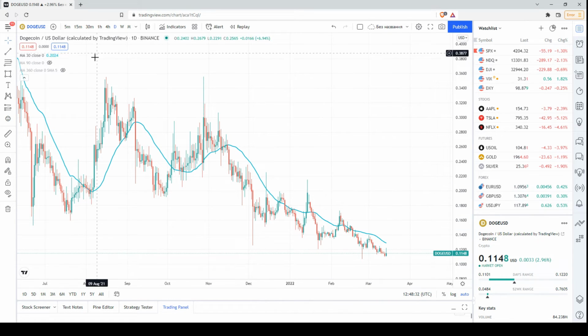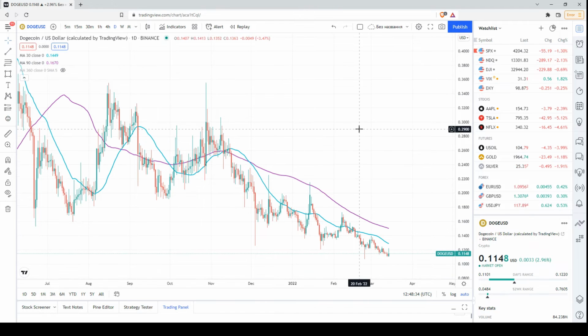If we add the 90-day moving average, or the 3-month moving average, or 1 quarter moving average, we're below this moving average as well. A bearish moving average crossover took place in November, actually at the end of November, when the blue line dropped below the purple line, and we're very familiar with all those signals and we've been talking about it.